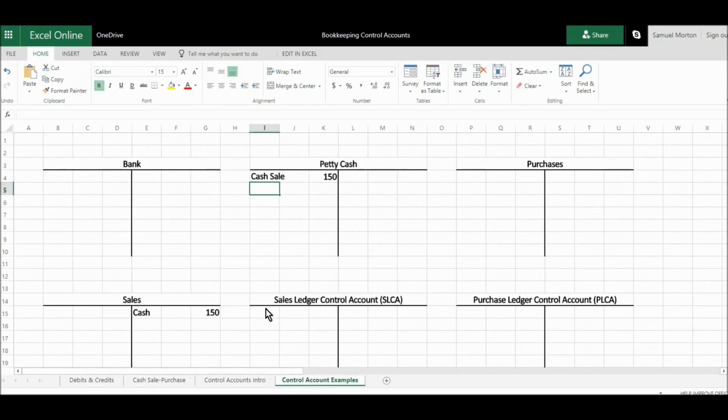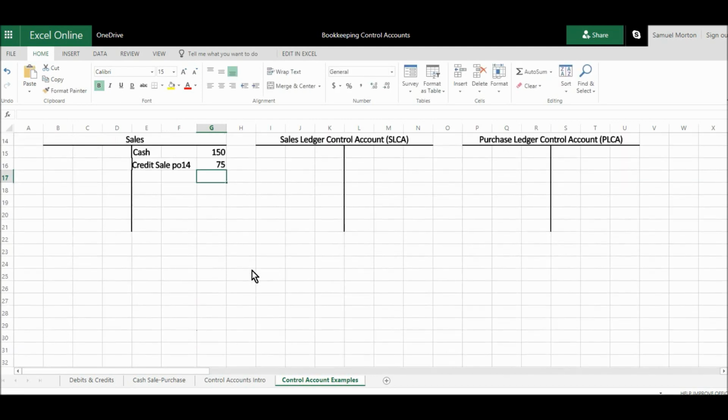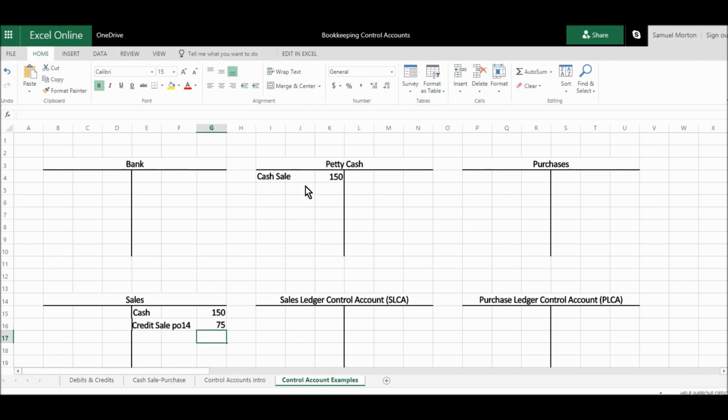But now let's do a credit sale. So once again, we need to record the sale. So we'll do a credit sale, and perhaps you would have a customer account number, or just some way to record that. So that's their account number. So you still record the sale. Let's say it was £75, but no money changed hands. So we don't want to debit petty cash, because that's not what happened. We don't want to debit the bank account, because that's not what happened.